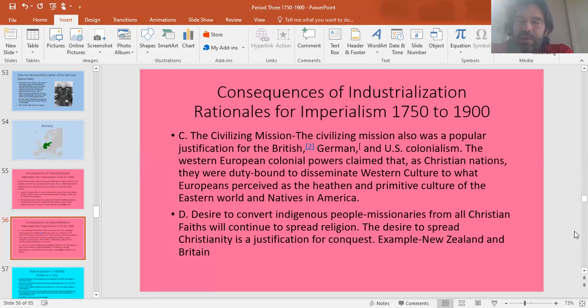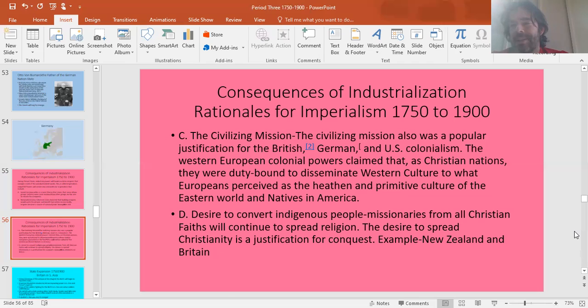Long story short is once you have justified to yourself that you have a moral right to do something like this, now all that has to happen is, oh, we have more guns. Oh, none of these people do. Let's go conquer the world. And that's what's going to happen for the rest of period 3. And that's the big picture direction that we're heading in. And it's not going to be a pretty sight.